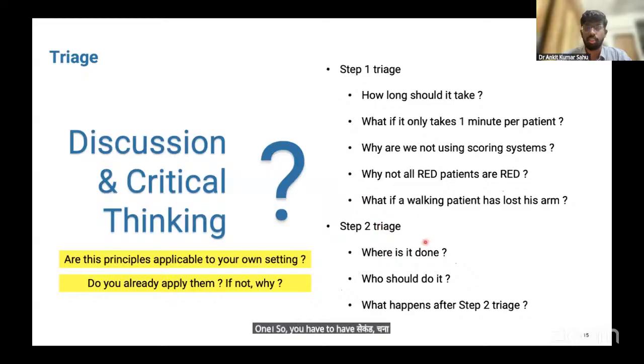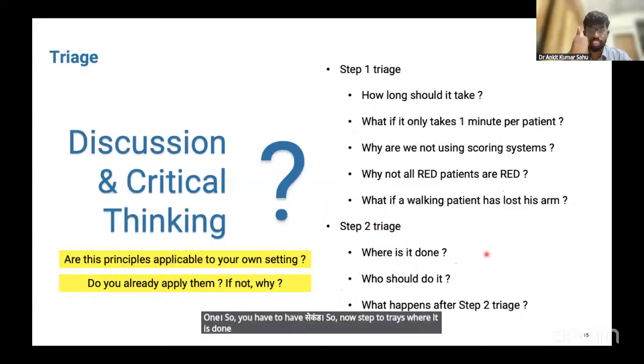Now, step 2 triage: where is it done? It is done at the entry of the green zone, but in the red zone, it is done after resuscitation. After ABCD assessment and stabilization, you should do step 2 triage. So it is done separately in the red zone and the green zone.